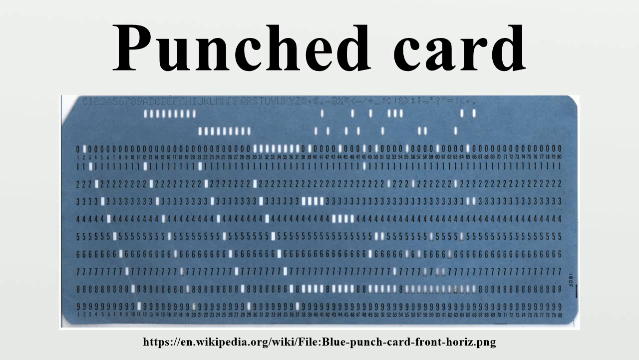Mark Sense cards, developed by Reynold B. Johnson at IBM, have printed ovals that could be marked with a special electrographic pencil. Cards would typically be punched with some initial information, such as the name and location of an inventory item.